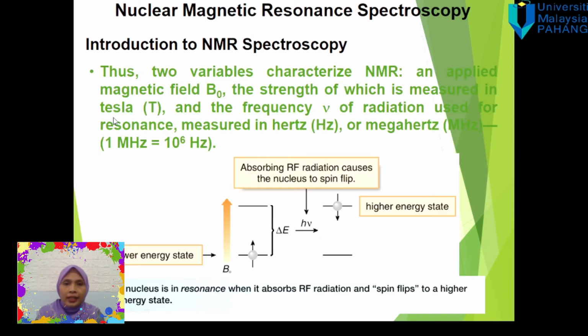That is why it is illustrated like this, where delta E is equal to hv, which means the nucleus needs to absorb certain radio frequency radiation until the energy is equal to delta E. Now it can have a spin flip from the higher energy. This spin flip is called resonance. When the resonance happens, only then is the NMR signal produced.